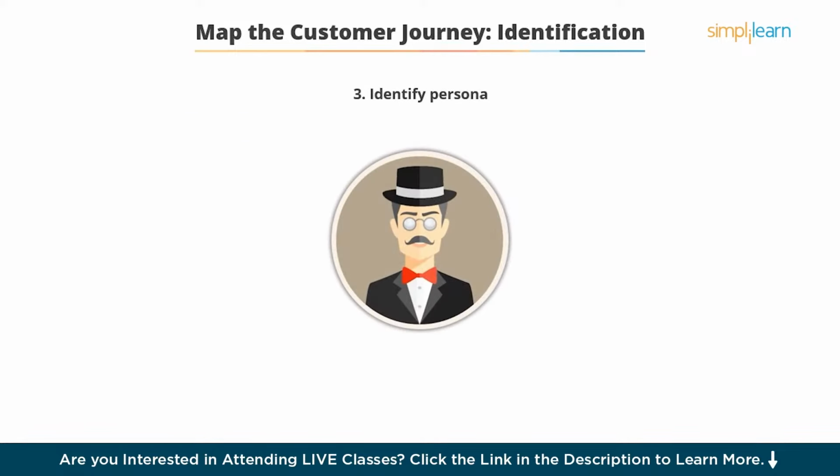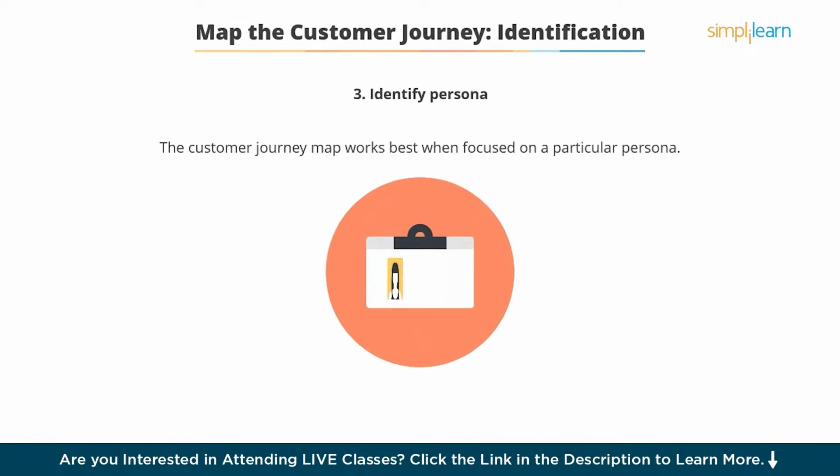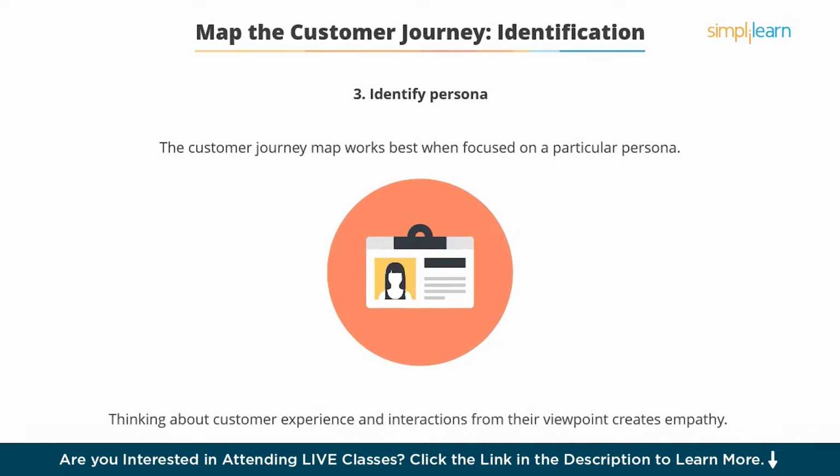Third, identify a particular persona or profile. While this could be done with a general idea, the map works best when it is focused on a particular type of customer. This creates more empathy for the customer as you think about their experiences and their interactions with your company based on their needs and their profile. It helps you see things from their viewpoint.